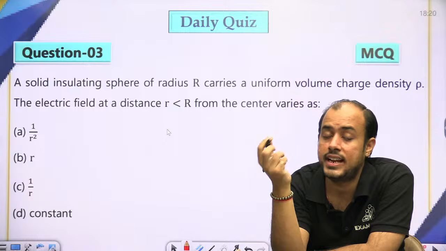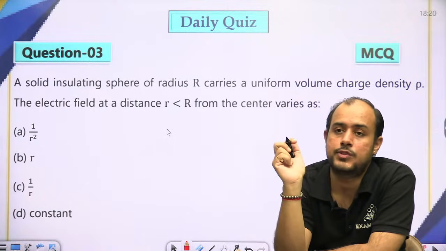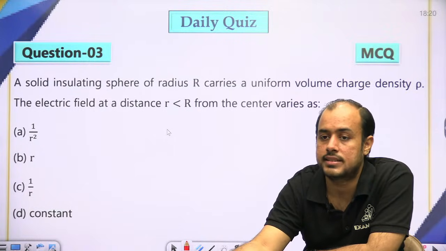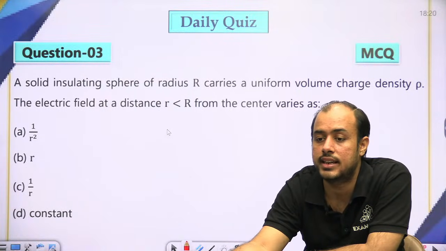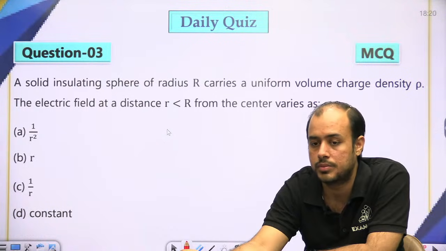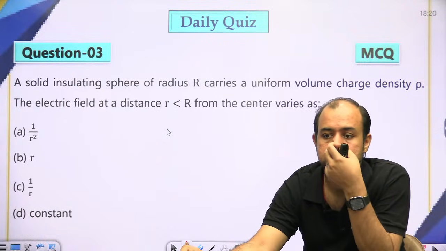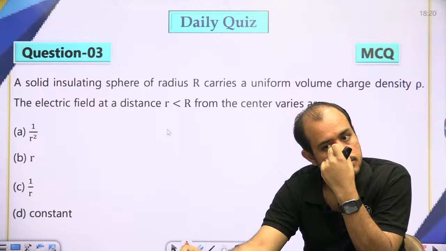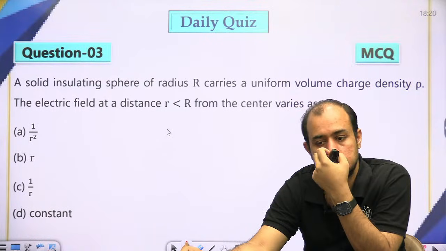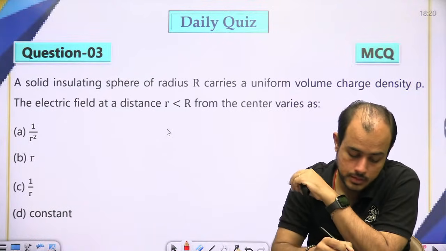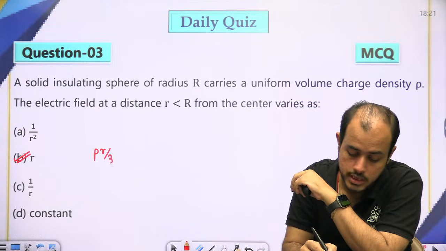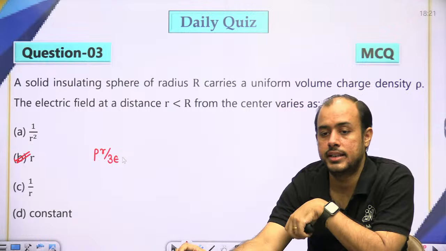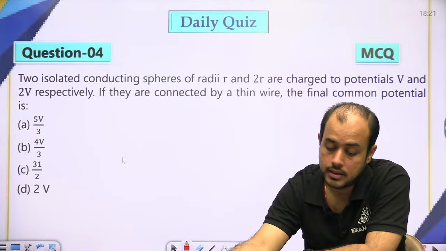Next, a solid insulating sphere of radius r carries a volume charge density rho. The electric field at a point inside the sphere varies with the distance as? How will it vary with distance if you take inside the sphere? Talking about inside. So it is rho r by 3 epsilon. So it is directly proportional to r.